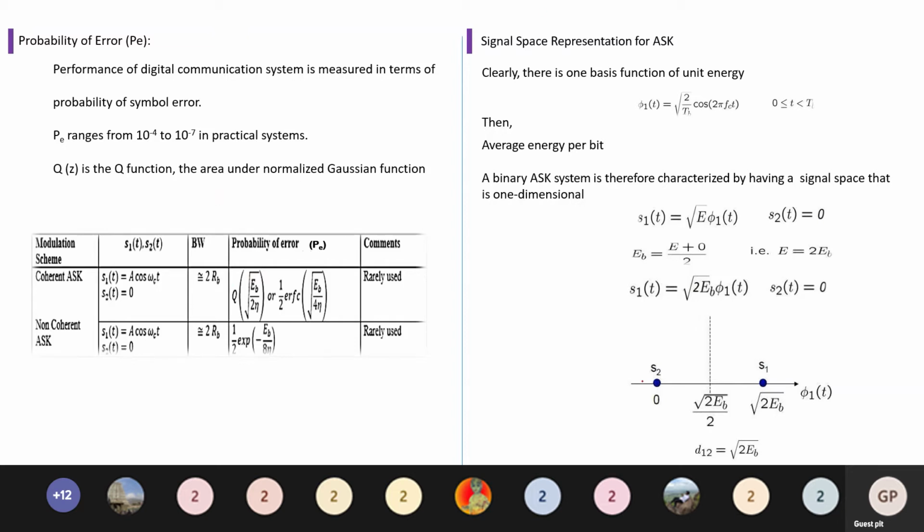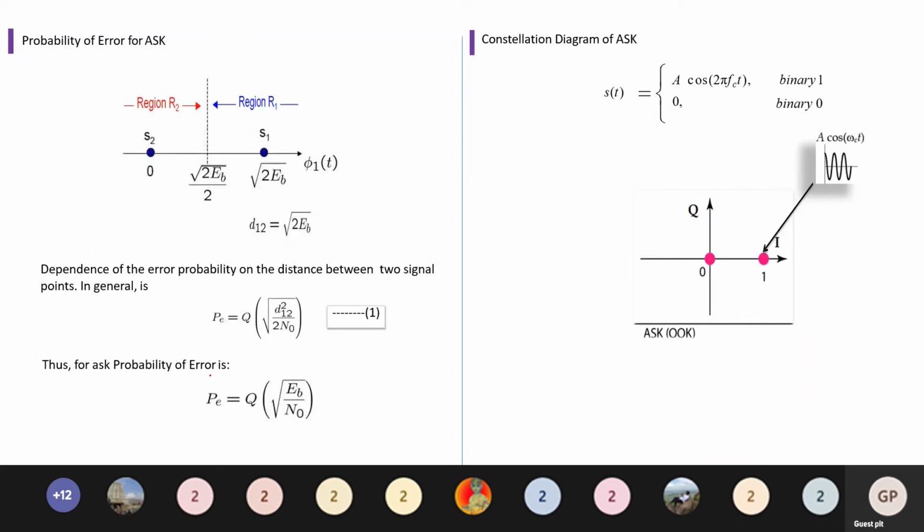Apart from that, we have a constellation diagram representation for ASK. Here we have used two data, logic 1 and logic 0, and corresponding equations. This is the constellation diagram point for logic 1, and here, as you can see, the point S2 is for logic 0. So S1 and S2 we have to represent, and the distance between those two points will be calculated using d12 equals root 2 E_b. For probability of error equations, as you can see in here, this is the constellation diagram. This is for 0, and this is for logic 1.